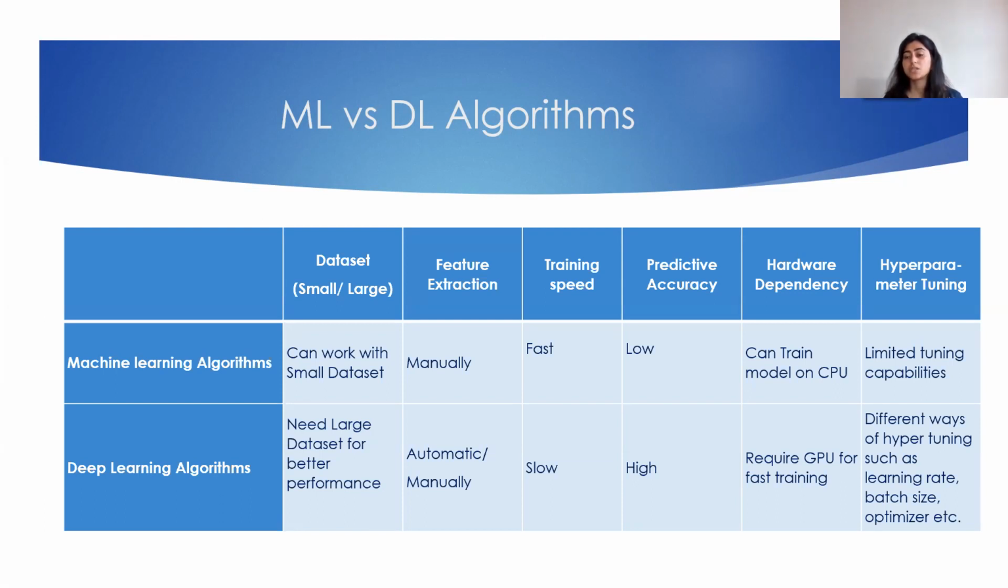Hyperparameter tuning. The machine learning algorithms have limited tuning capabilities. For example, if we talk about the SVM, you can only change the kernels. If we talk about the random forest, you can change the number of trees. But the deep learning algorithm has a variety of hyperparameters. You can play with the activation function, you can play with the learning rate, you can change the batch size, the optimizer, the activation function, you can change the number of hidden layers, and the number of neurons in those hidden layers. Here you can play with a variety of parameters.